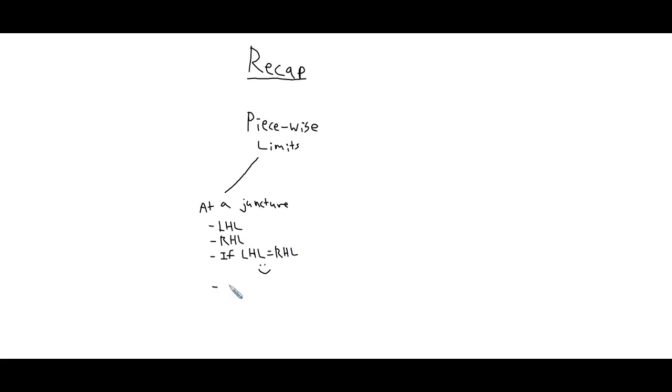So let's recap. Piecewise limits, right? You're either going to be solving the piecewise limits at a juncture or not at a juncture. If you're solving them at a juncture, you need to find the left-hand limit and the right-hand limit. And if the left-hand limit equals the right-hand limit, you're happy because that's your answer. And if the left-hand limit does not equal the right-hand limit, you're kind of sad and the limit doesn't exist. If you're finding the limits not at a juncture, all you have to do is find the correct segment and solve it like a normal limit. And that is it. That is piecewise limits.